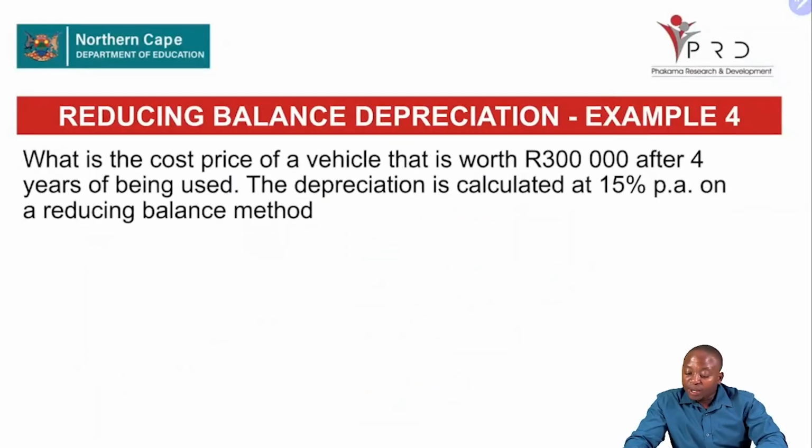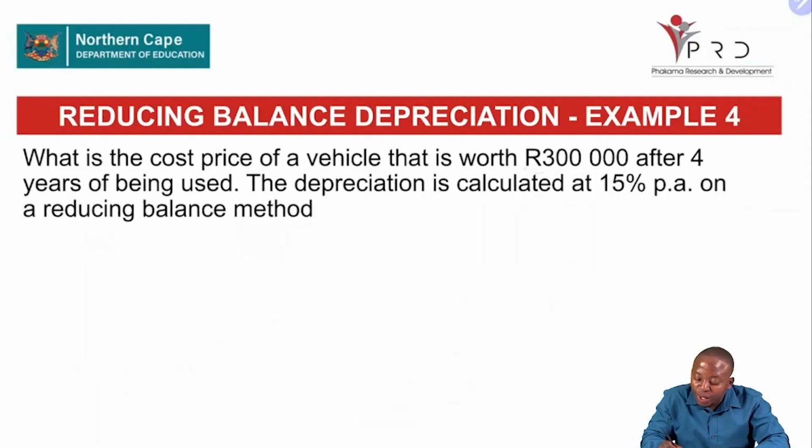Right. Now let's have another example. So what is the cost price of a vehicle worth 300,000 after 4 years of being used? The depreciation is calculated at 15% per annum on a reducing balance. Now let's get the data from the statement. What does the statement tell us? It says, what is the cost price of a vehicle that is worth 300,000 after 4 years of being used?